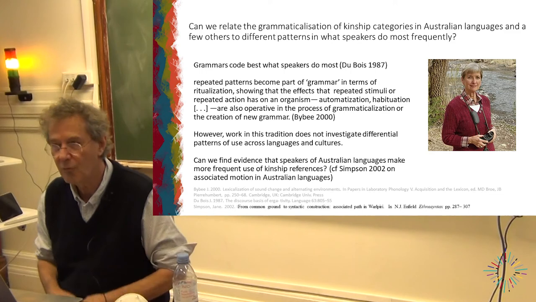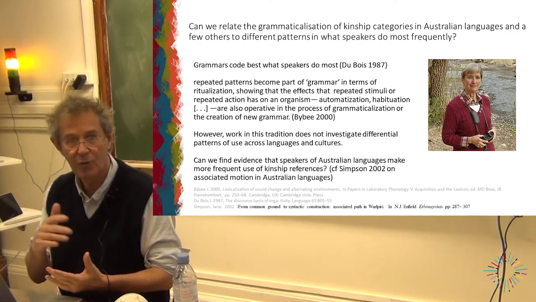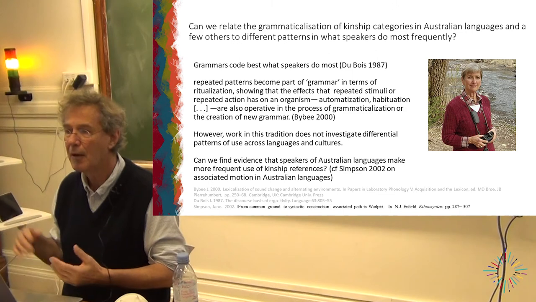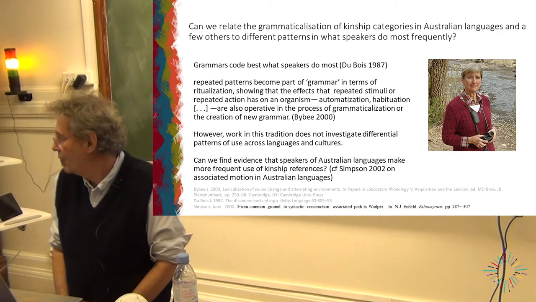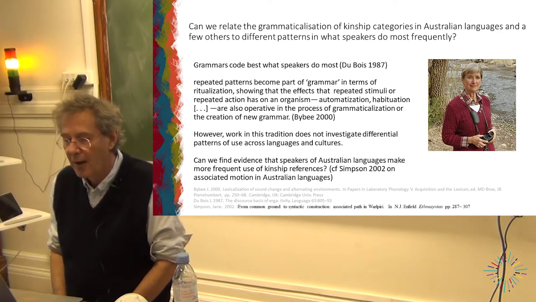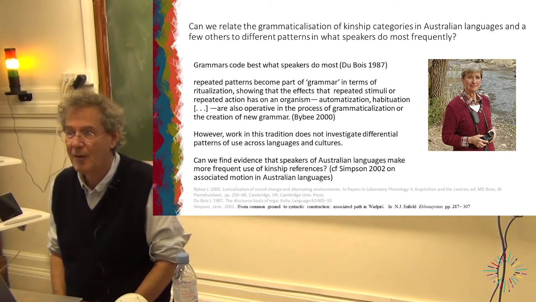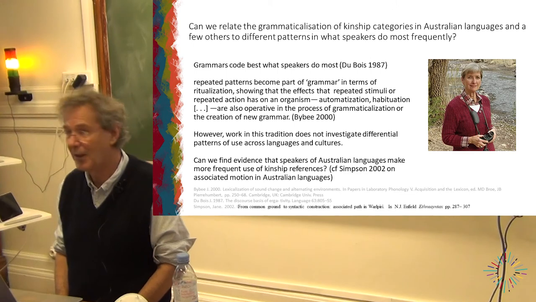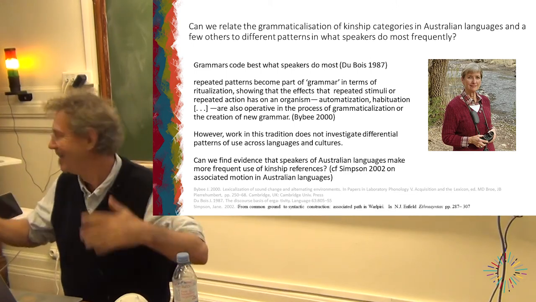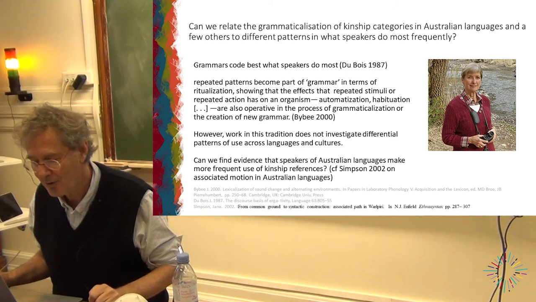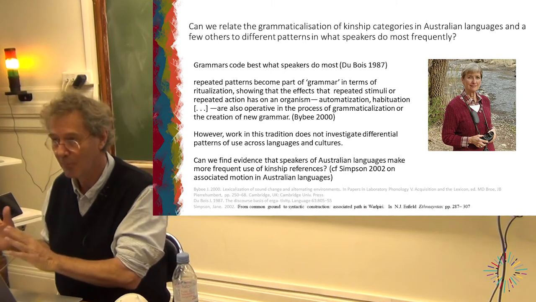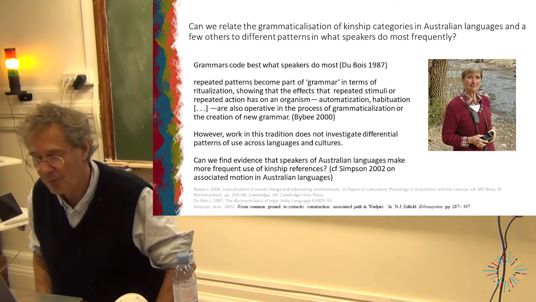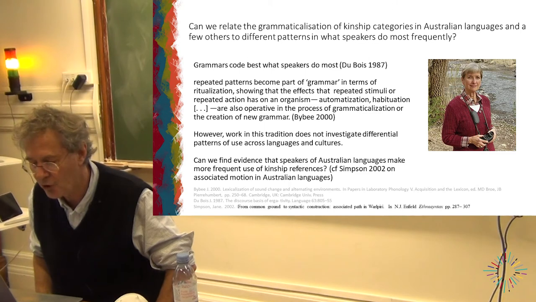There hasn't really been, within the functionalist approach, a culturally differentiated approach. That is, what if in different cultures people do different things more often? If you go back to what Jack Du Bois said, grammars code best what speakers do most. I would actually say it's better to say what speakers did most, because it takes a while for that to get into the system. But it does open the possibility that different speakers will do different things most, so that they end up with different grammars. But that wasn't Du Bois' approach.